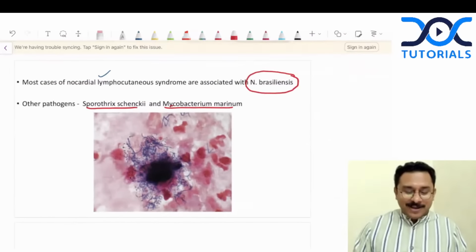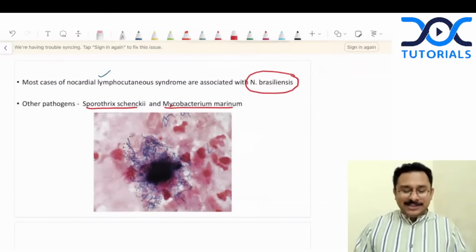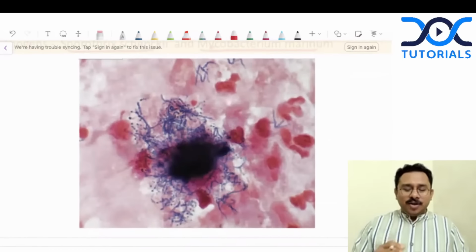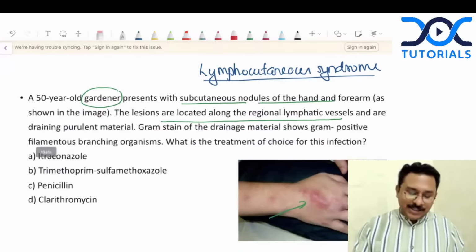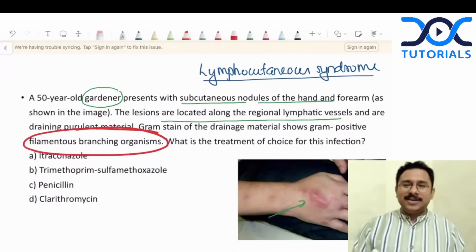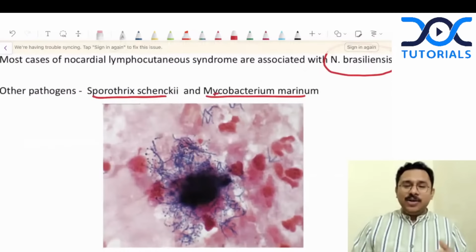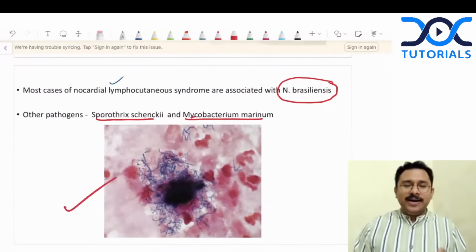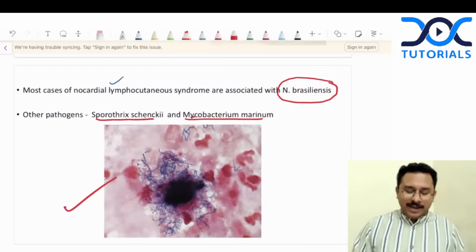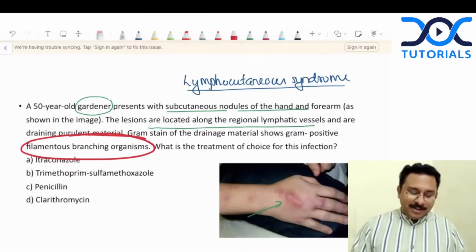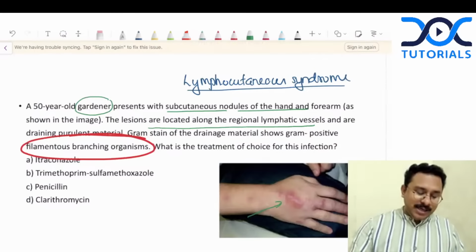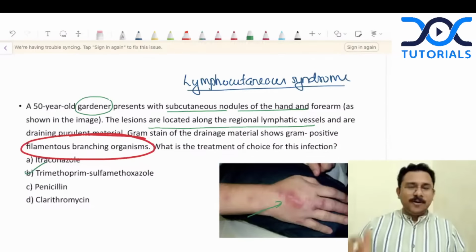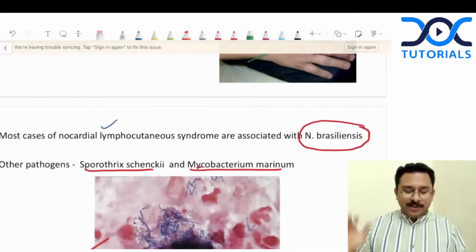Why this is Nocardia is because you look at this picture, this sort of filamentous branching organism. This is the clinching point here, which will tell you that this is likely to be Nocardia. You can see the filamentous branching pattern. The answer is Nocardia. And what is the antibiotic that is given? It is trimethoprim-sulfamethoxazole.